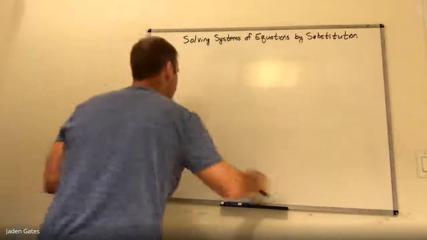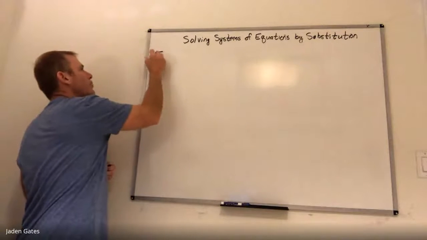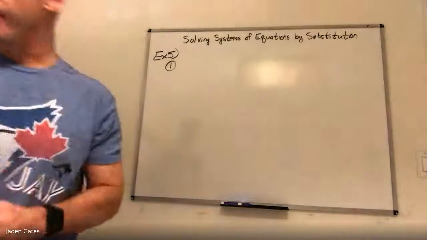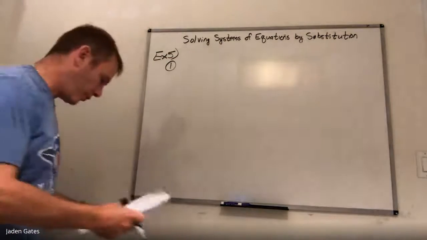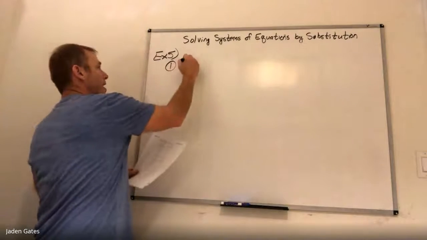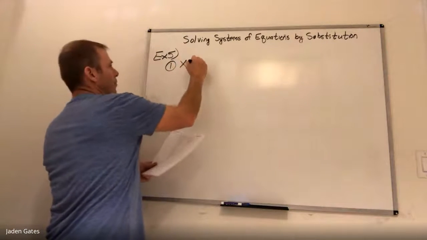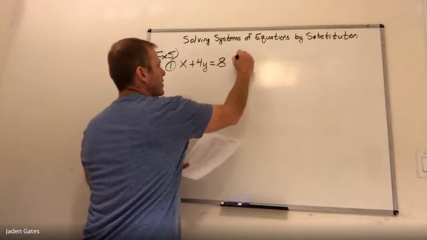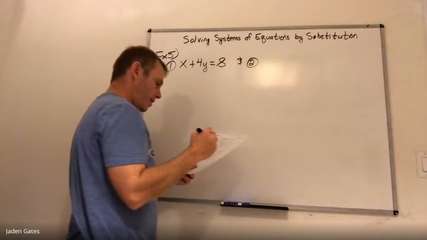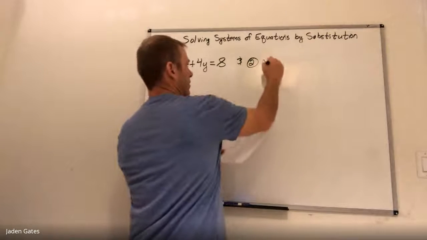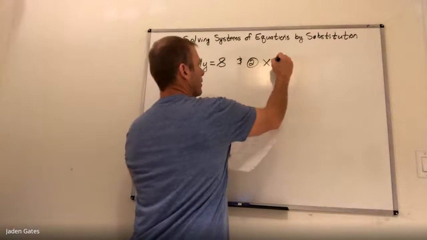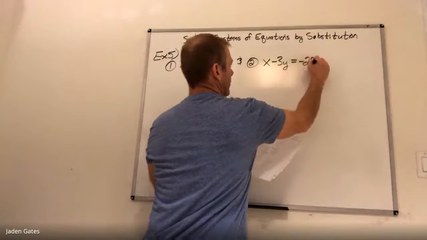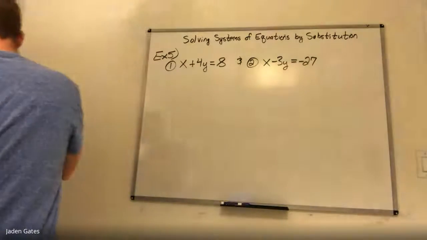All right, so example 5. Again, we got 2 equations of a line, right? And of course, they're going to be in standard form, so they look a little bit different than we're used to. So my first one here is x plus 4y equals 8. And my second equation here is going to be x minus 3y equals -27. There we go.